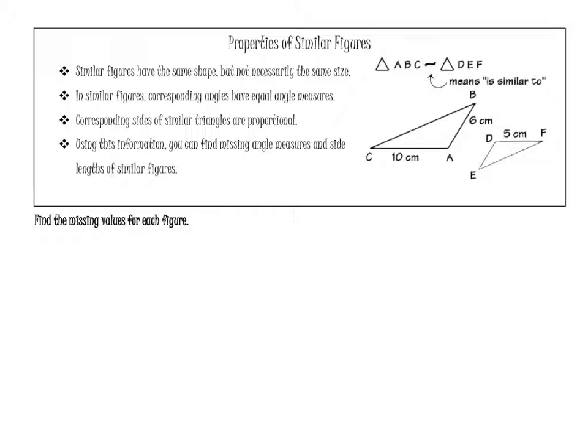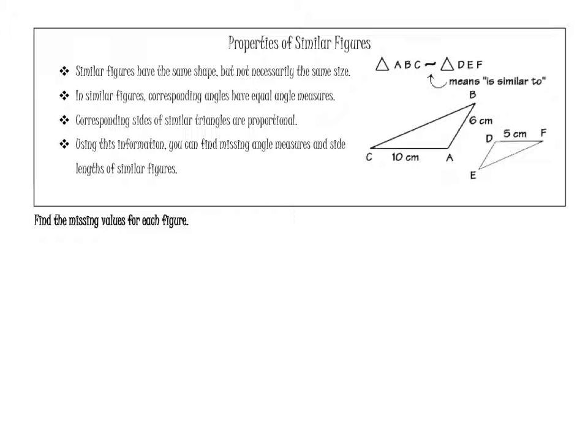Which doesn't really help us find the side lengths though, right? Okay, the angles are the same, that's cool. That doesn't tell us anything about the side lengths. How we're going to find the side lengths is another property of similar figures. This third bullet here says corresponding sides of similar triangles or similar figures are proportional. So what that means is if I write a proportion of this side length to its corresponding side length, that is going to be the same exact proportion as if I took this side length over its corresponding side length.